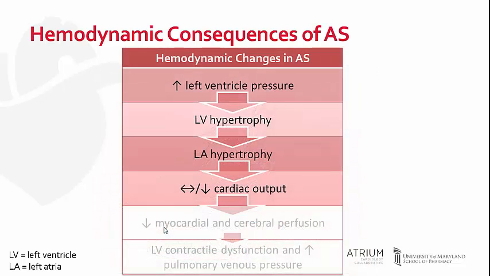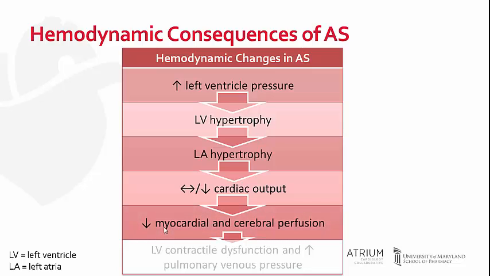All in all, these compensatory mechanisms are designed to maintain cardiac output. However, as the disease progresses and as the effective aortic valve area diminishes, cardiac output begins to decline. As a result, we see a reduction in myocardial and cerebral perfusion, and ultimately see reduced left ventricular contractile function, as well as increases in pulmonary venous pressure, which can ultimately impact the right side of the heart as well.